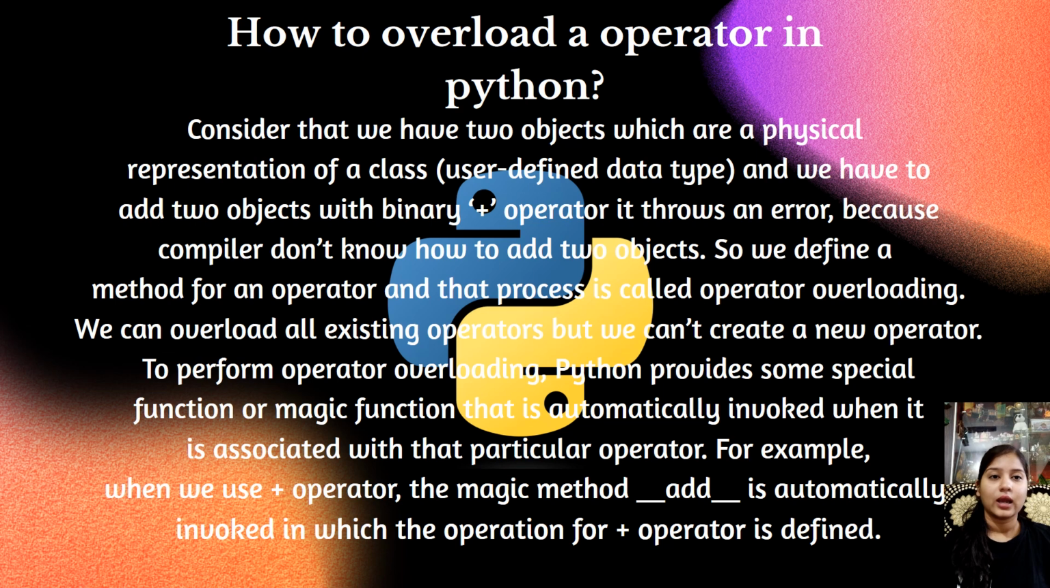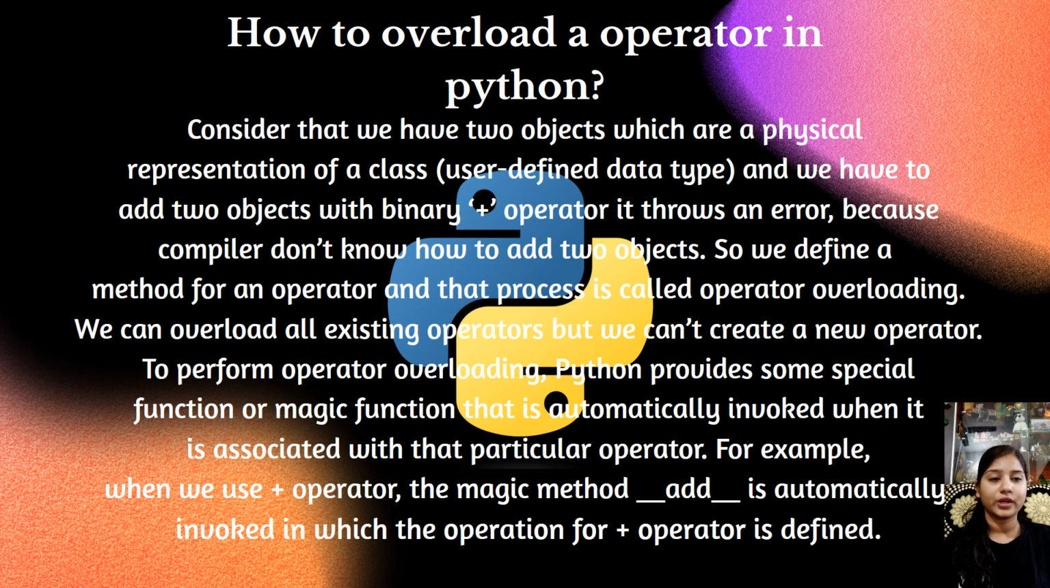Coming to the next one, how to overload an operator in Python. Consider that we have two objects, which are a physical representation of a class, and we have to add two objects with the binary plus operator. It throws an error because the compiler doesn't know how to add two objects. So we define a method for an operator, and that process is called operator overloading. We can overload all existing operators, but we can't create a new operator.